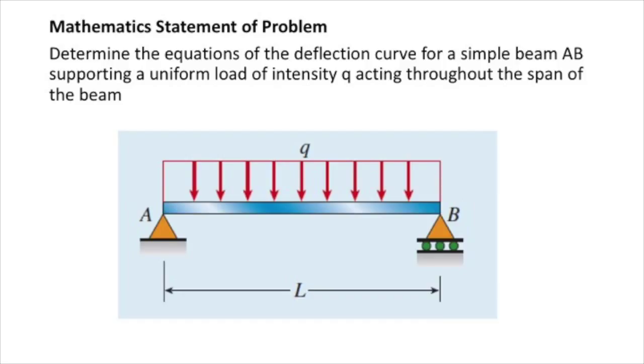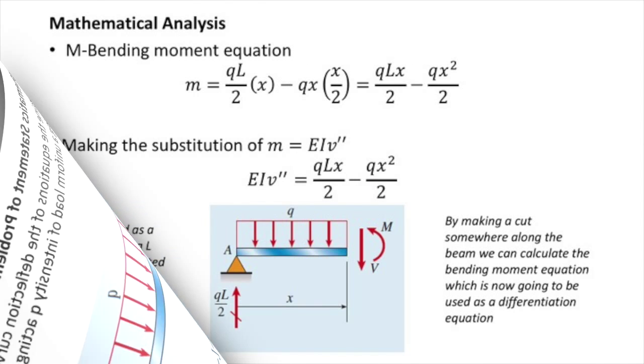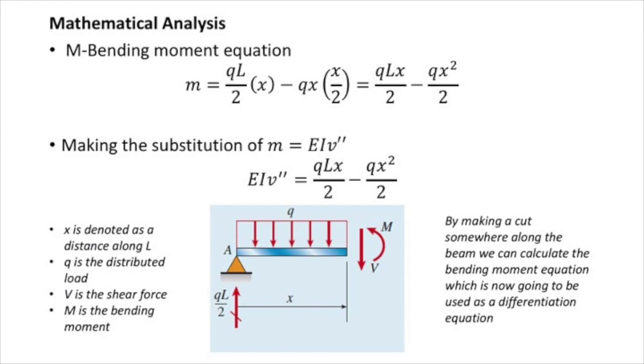The following question asks us: determine the equations of the deflection curve for a simple beam AB supporting a uniform load of intensity q acting throughout the span of the beam. So the first step we need to do is make a cut somewhere along the beam to determine our bending moment equation. As you can see from the image on the screen, this is how it is done. We then calculate our bending moment equation, which is also seen as a differential equation. Once we have obtained our bending moment equation, we can now make the substitution of M equals EIv'' into the equation.